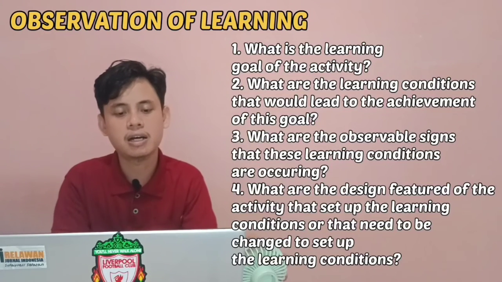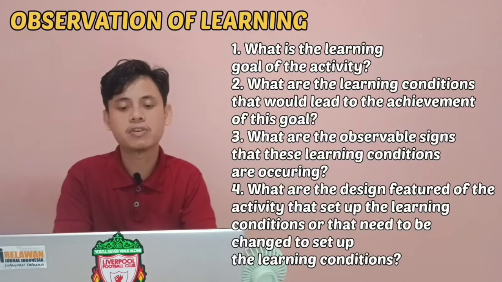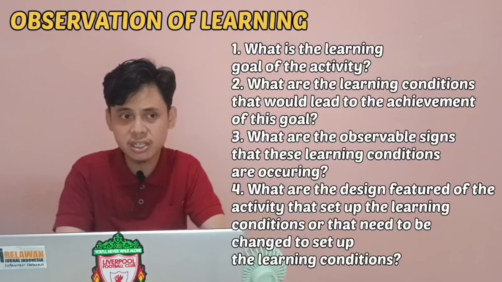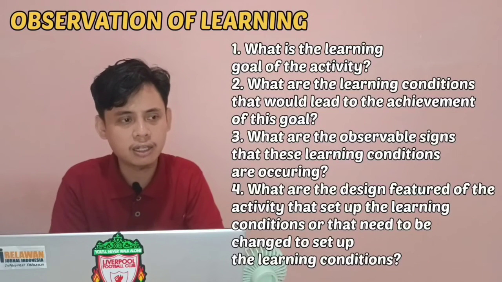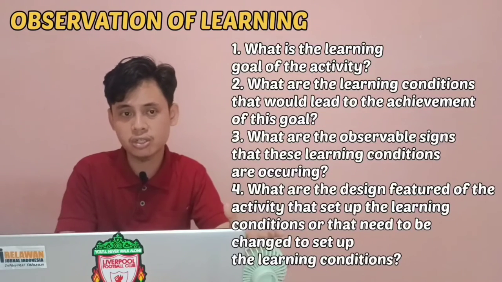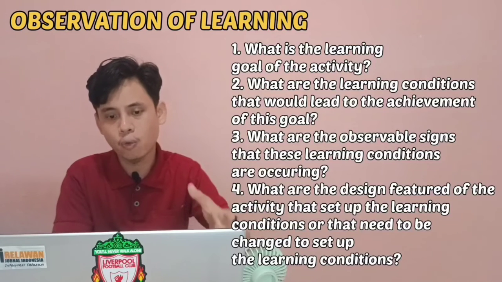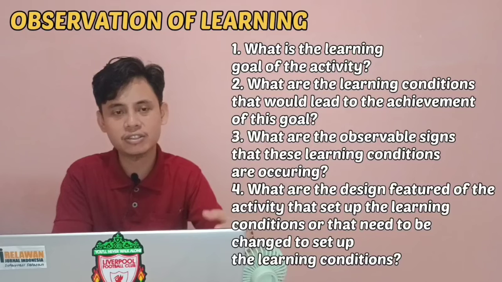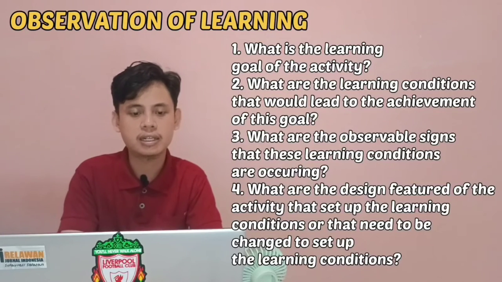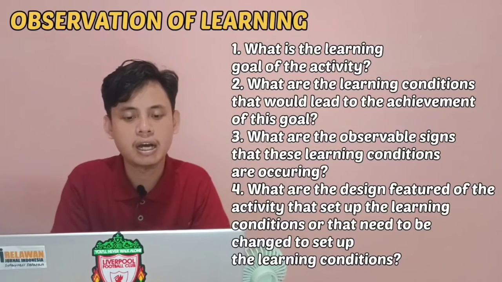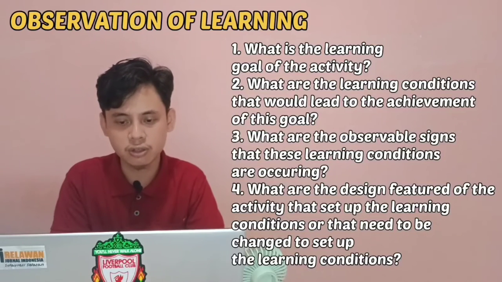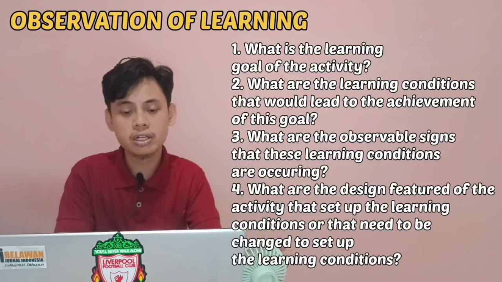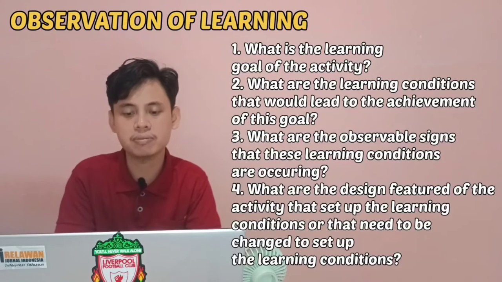The next is, what are the observable signs that these learning conditions are occurring? Is there anything that shows the students have progressed well in the class, or that the students are fully interactive in the class? And the last, the fourth, is, what are the design features of the activity that set up the learning conditions, or that need to be changed to set up the learning conditions?